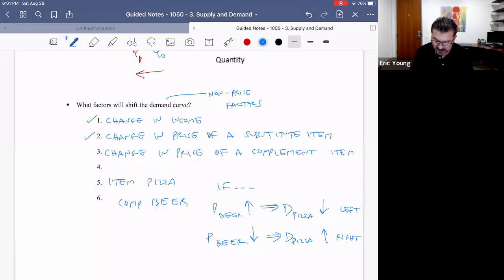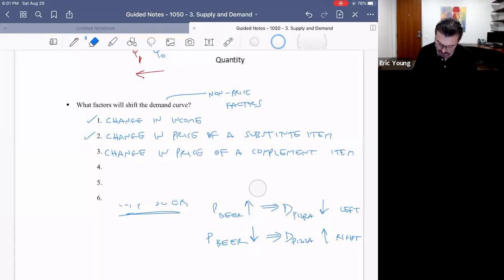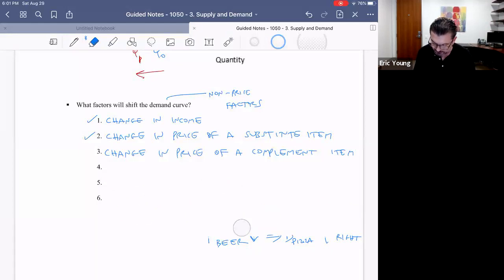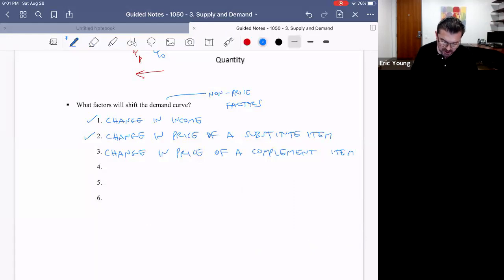The price of pizza, remember, pizza is the item that we're analyzing. The price of pizza never changed in these examples. Other items, either subs or comps, changed in price, but those had predictable effects on the market for pizza. Okay, so that's 3. What else can change it?